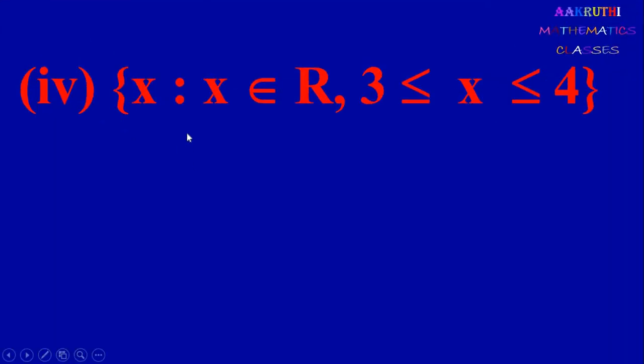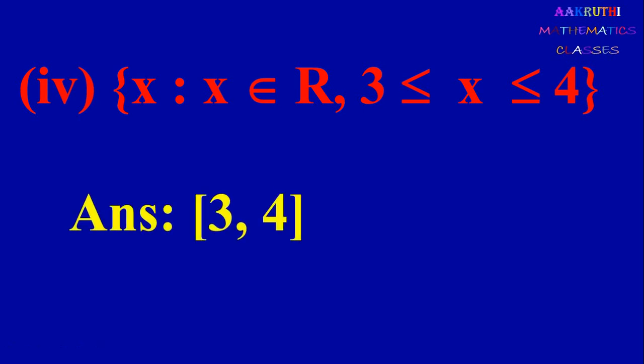Next one, set of all x such that x belongs to R and x is greater than or equal to 3, less than or equal to 4. You write all the real numbers from 3 to 4, that is 3 and 4 are also included. So therefore it is a square bracket. So you write square bracket 3 and 4. Here 3 and 4 are also included. So all the real numbers from 3 to 4, that is the closed interval 3 to 4.